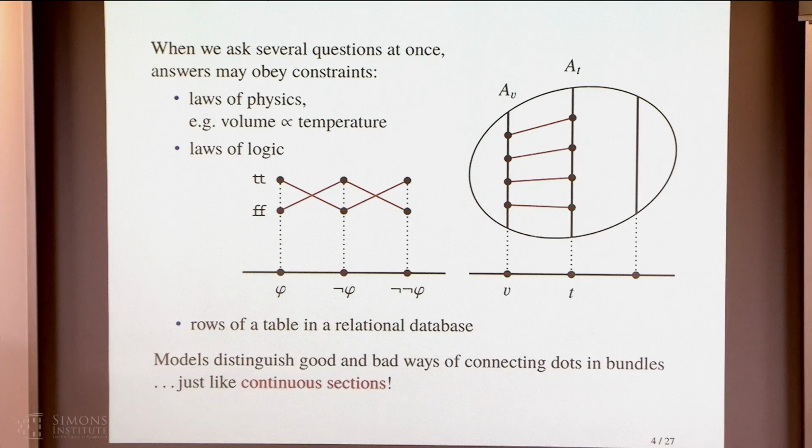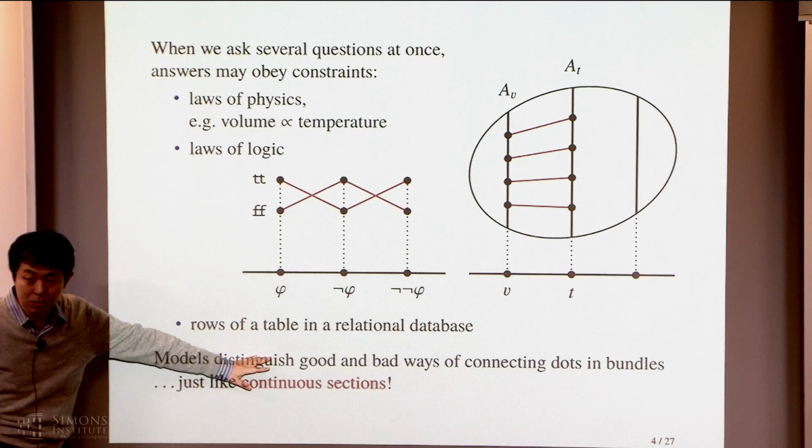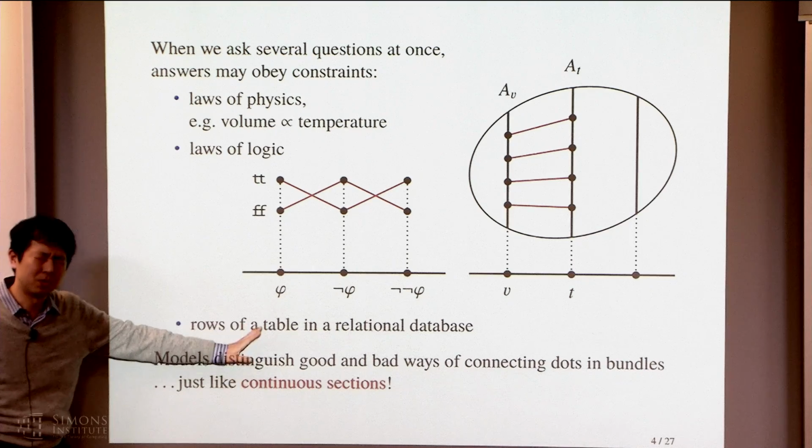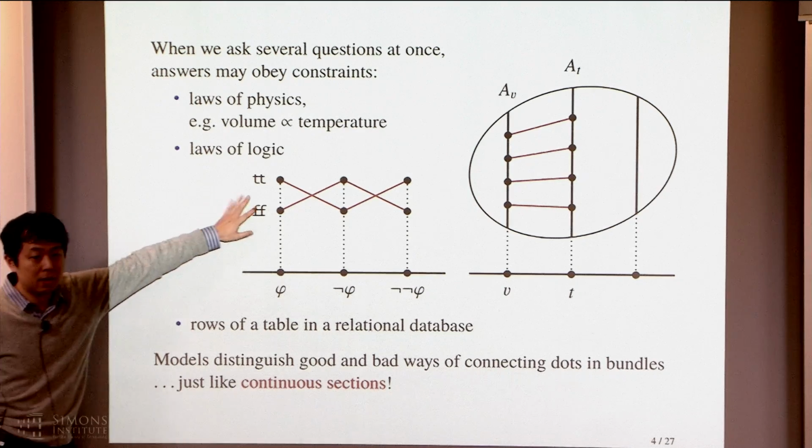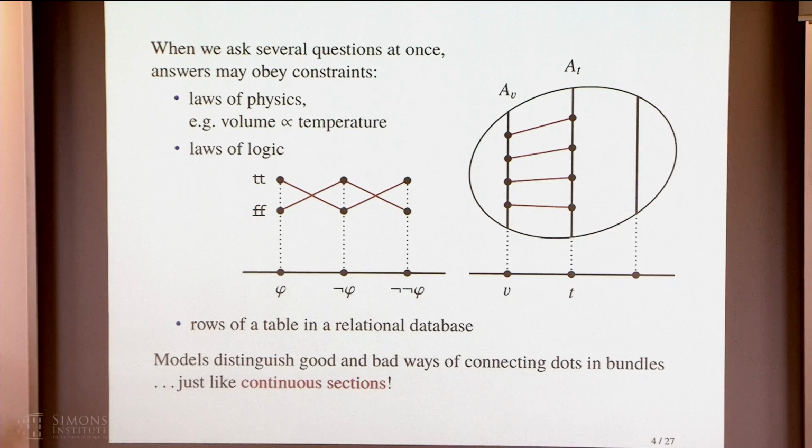So the point is that models in front of you are going to distinguish good and bad ways of connecting dots. In the first slide, I introduced dots. Now the topology, or the constraint of the model, is going to tell you what is a good way of connecting dots, and what is a bad way of connecting dots. That's how the topology comes in, because topology is about distinguishing good and bad ways of connecting sections. Is that all right? Okay.